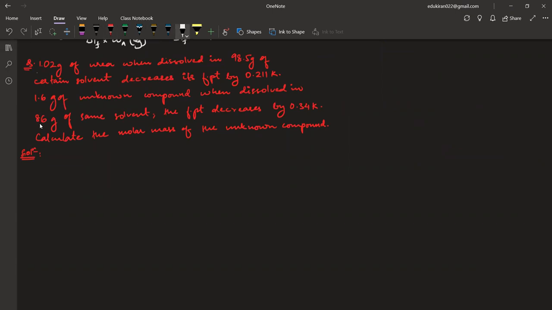As you can see, there are two cases here. In the first case, 1.02 gram of urea. What is urea? Urea is C double bond O with two NH2 groups, and its molar mass is 60 grams per mole. When 1.02 gram of urea is dissolved in 98.5 grams of a certain solvent, it is not given what solvent, it decreases the freezing point by 0.211 Kelvin. That means the delta TF is given.